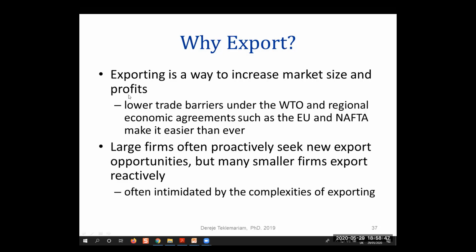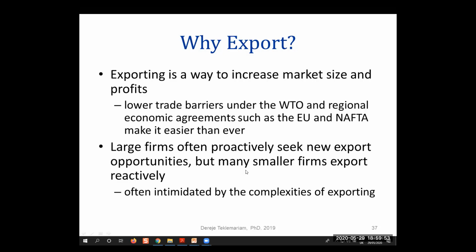Especially with the emergence of low trade barriers under the pressure of the WTO, unlike what was seen in the previous 50 or 60 years, and then the arrival of regional economic blocs and agreements such as the European Union and the North Atlantic Free Trade Agreement, NAFTA, and in Africa, ECOWAS. I'm not sure how many African leaders really use their regional blocs, but in the case of the European Union, NAFTA, and ASEAN, the Southeast Asian trade network, all of these developments really boost the opportunity for companies to go international. Especially bigger firms usually proactively seek new export opportunities, but many small firms export reactively.